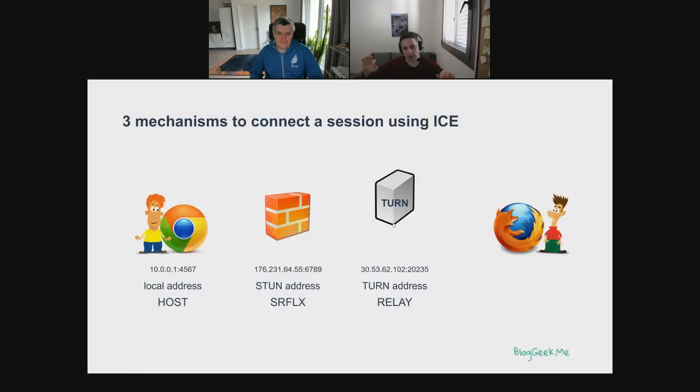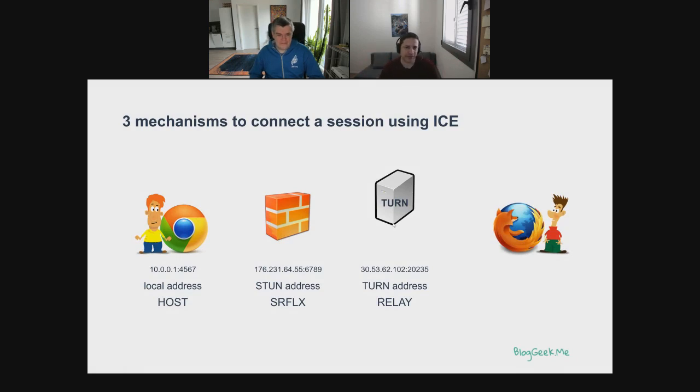Okay, now before I let Fippo talk, let me share what I mean real quickly. So we've got three mechanisms in ICE, or three types of addresses. The way I see it, it's a bit more complicated, and we'll see that.